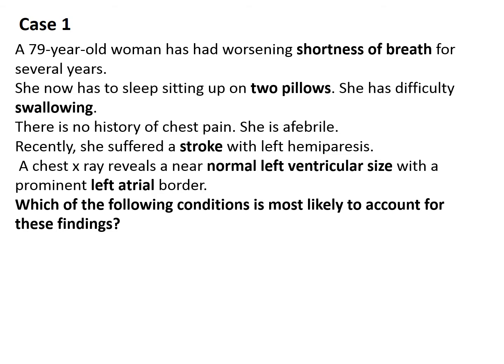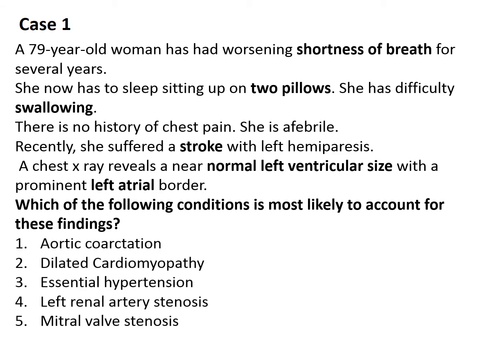Which of the following conditions is most likely to account for these findings? Aortic coarctation, dilated cardiomyopathy, essential hypertension, left renal artery stenosis, mitral valve stenosis. The correct answer is mitral valve stenosis. Aortic coarctation and left renal artery stenosis are causes of secondary hypertension.